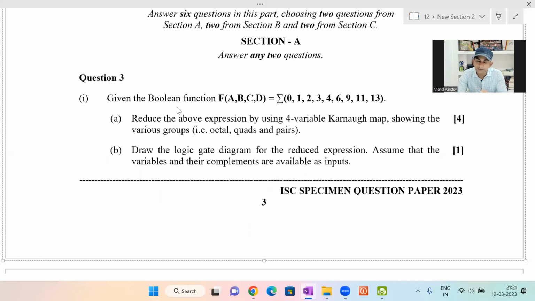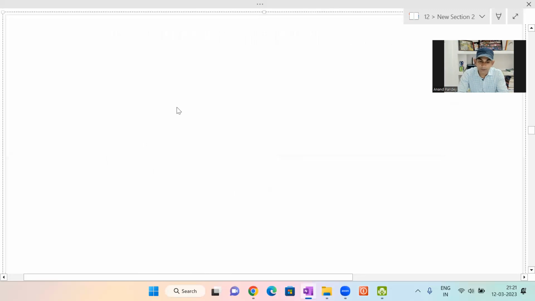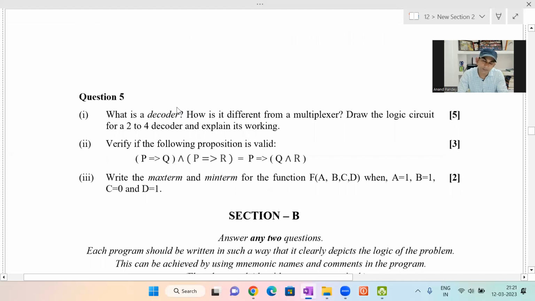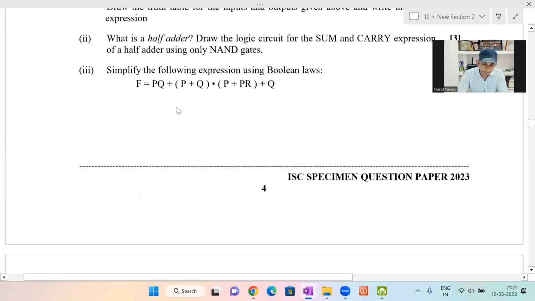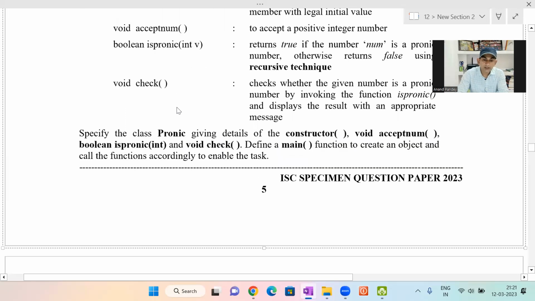Out of 26 marks, most of the marks will be covered by you. I hope I'm clear to everyone. What is the importance of Boolean laws? I have explained very thoroughly and told you a lot. Still, if you have any confusion or any question, you can ask through the comment section.